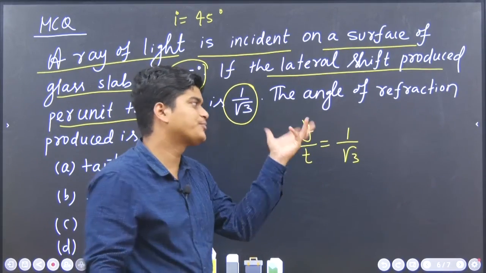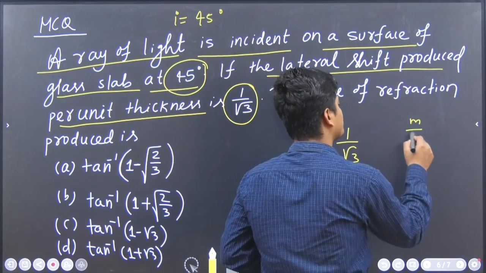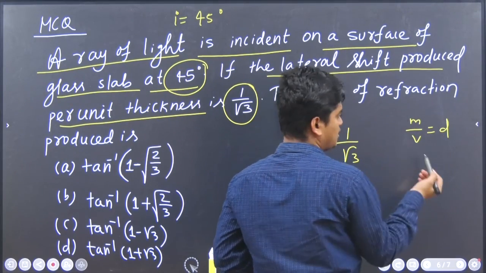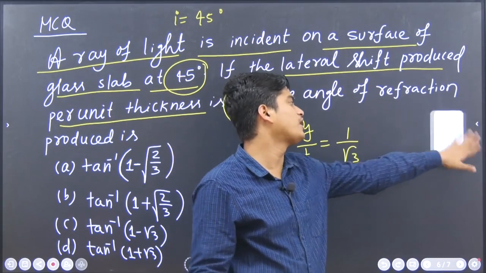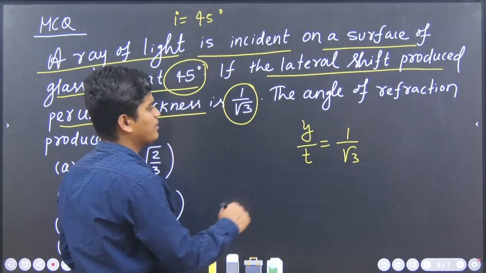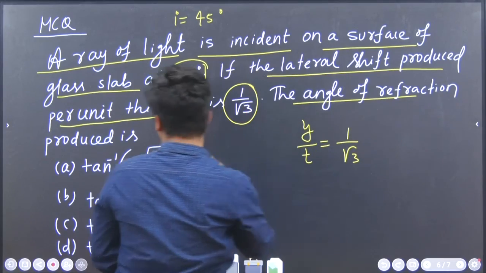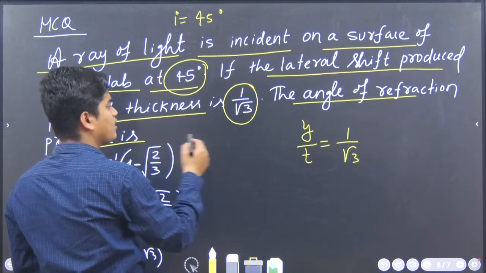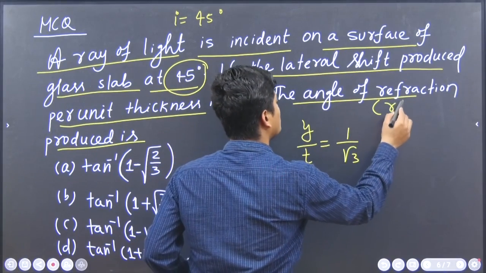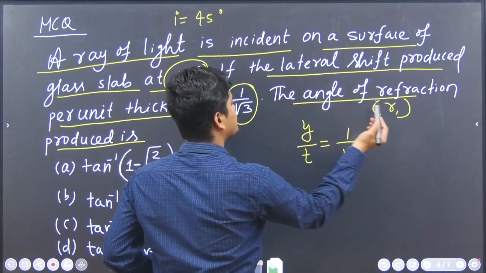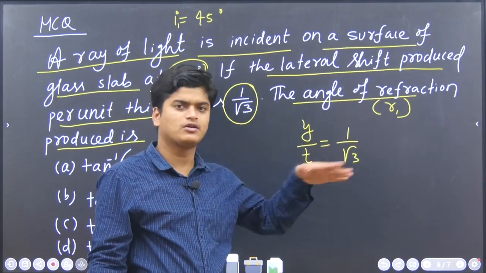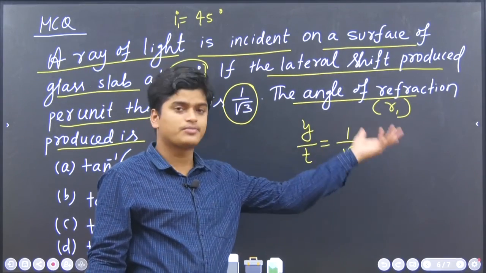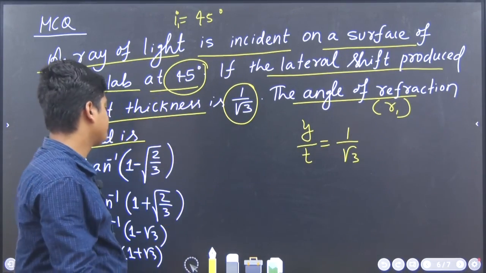Mass per unit volume, what is that? Basically we can tell it is density. In a similar way, the lateral shift per unit thickness is nothing but y by t, and that is given as 1 by root 3. Now the angle of refraction produced is how much? Angle of refraction means they are asking about r, or you can write r1, and the angle of incidence is I1. I told you, you can take either I1 or I, and in place of r1 you can also take only r.